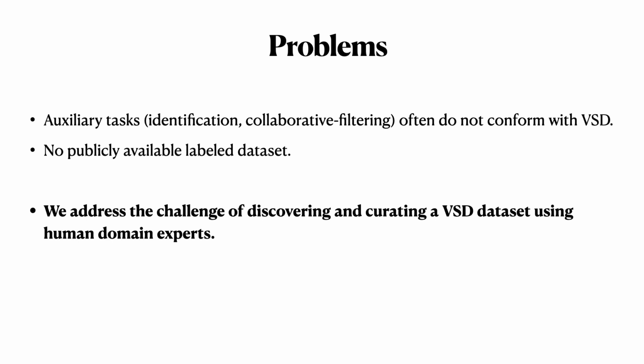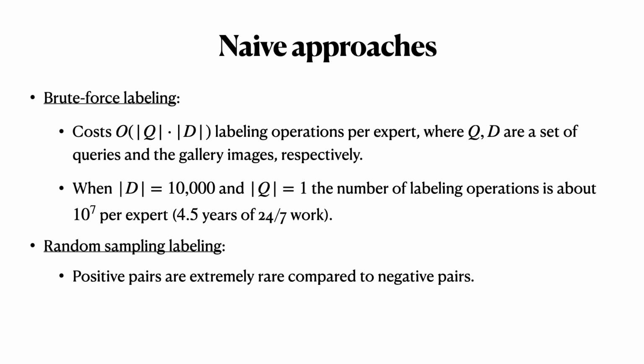However, such auxiliary information is often unavailable, and even when it is, it may not be a faithful proxy for perceived similarities. An additional difficulty with learning identification as a proxy is that multiple images of the same product are often unavailable. And of course, there is no publicly available labeled dataset for visual similarity discovery. So in this work, we address the challenge of discovering and curating a visual similarity dataset using human domain experts.